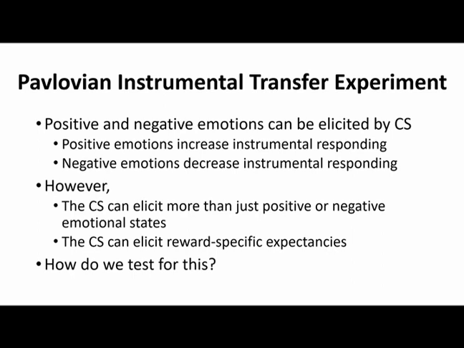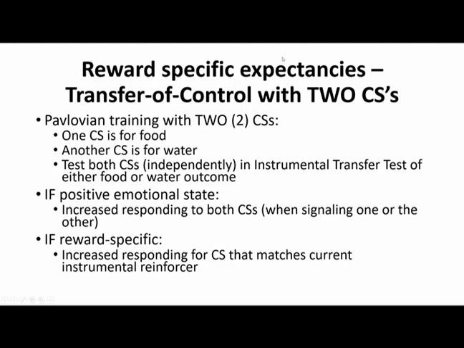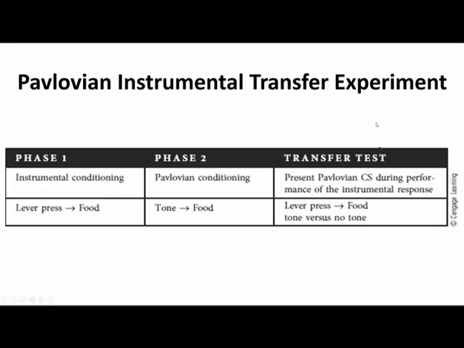So how can we test for the existence of these reward-specific expectancies? Well, of course, we can talk about it on the next slide, where we have an example with a transfer of control using two CSs. So this is actually going to be the same setup as this example here, where we're going to have a phase 1, 2, and then a transfer test.